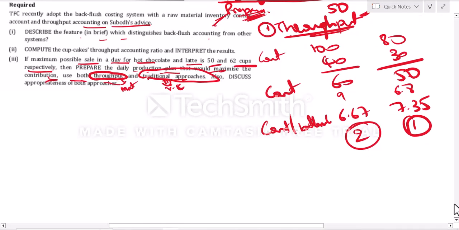So how many units can we produce by giving importance to latte and next importance to hot chocolate? First we need to find the number of units. Latte requires 62 cups, means 62 into how many minutes does it require? 6.8 minutes, which is 421.